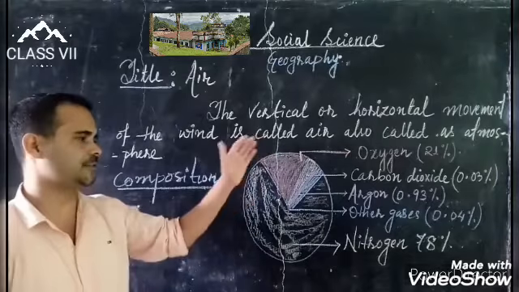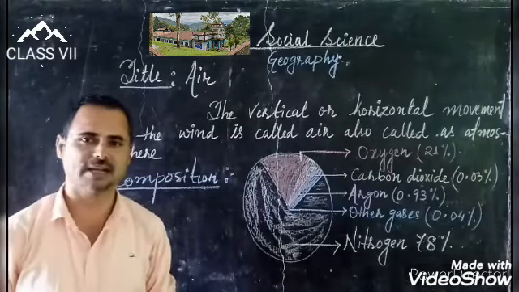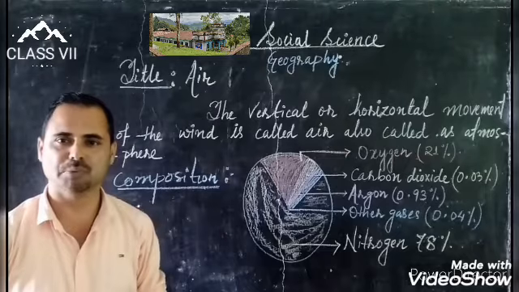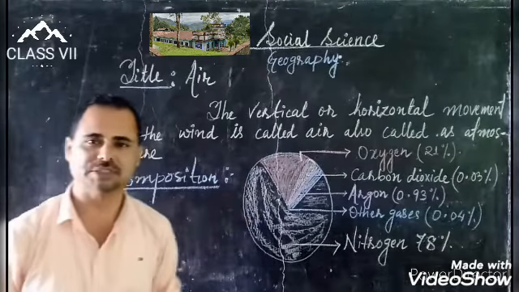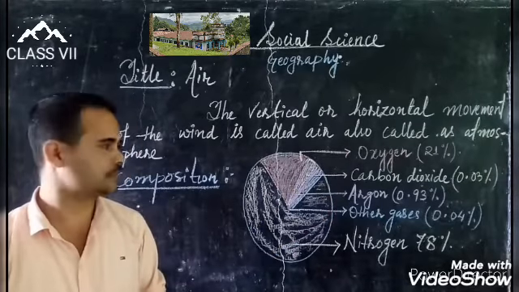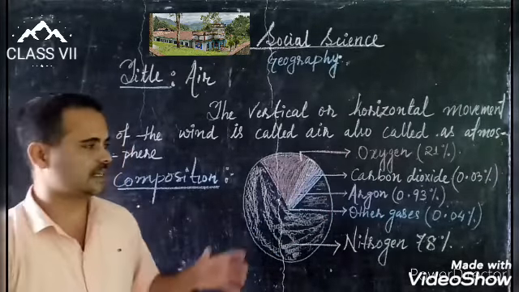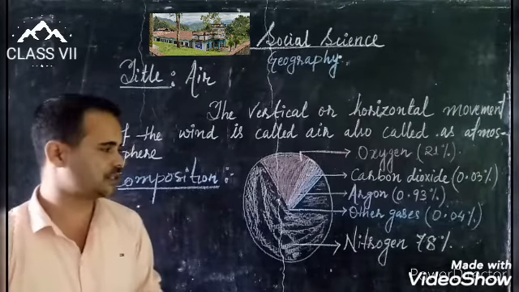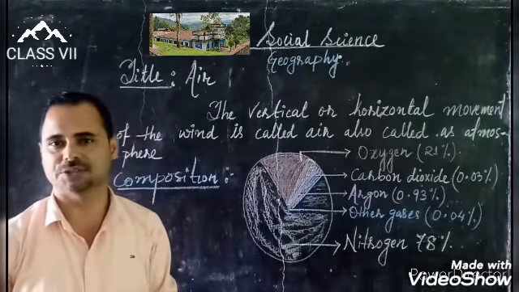Let us see. I have drawn one rough sketch to help you understand the composition of air. It is said that oxygen is 21% in the air, carbon dioxide is 0.03%, argon is 0.93%, other gases are 0.04%, along with 78% of nitrogen.